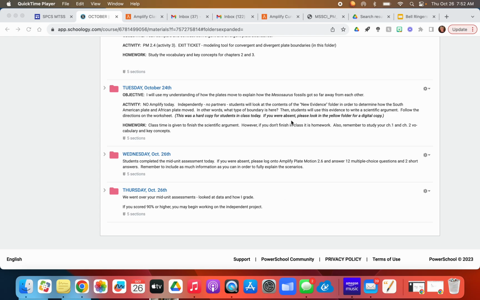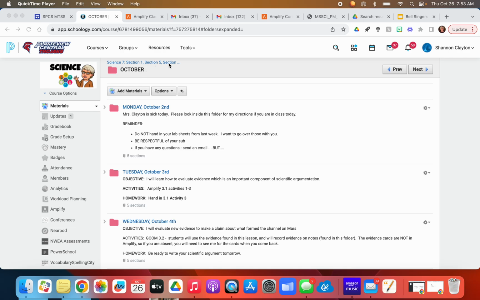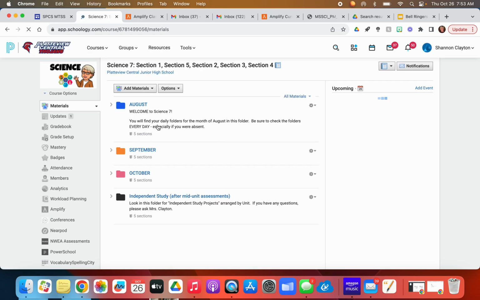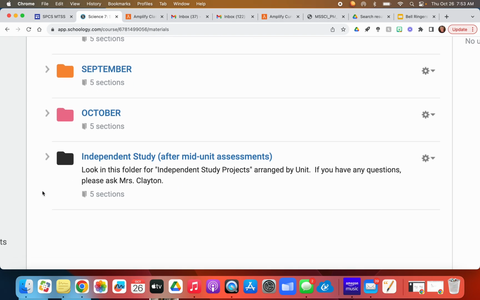If you are able to work on the independent project and you are absent today, let me show you what it looks like. First of all, on the opening page for science, you may have noticed that I have a black folder here, and it's the independent study. These are after the mid-unit assessments. It says, look in this folder for independent study projects arranged by units. If you have any questions, please ask Mrs. Clayton. So I am able to assign those specifically to the people who are able to move on.